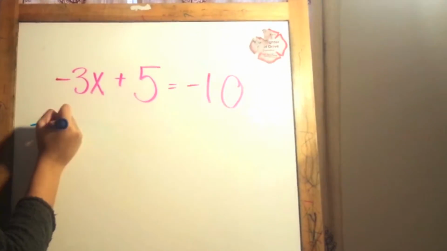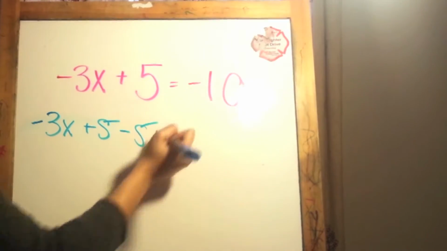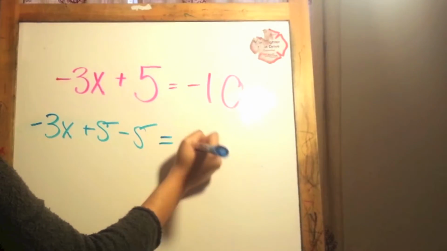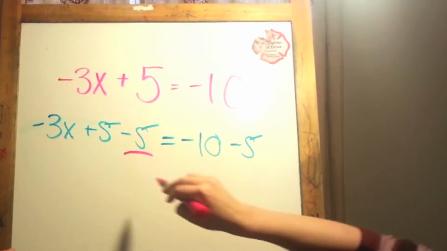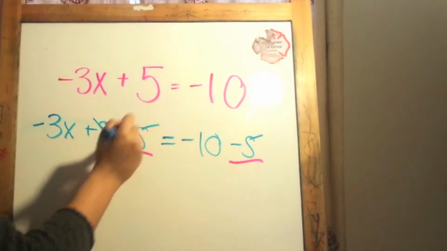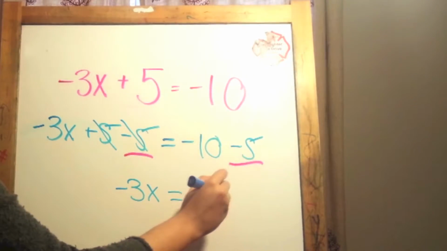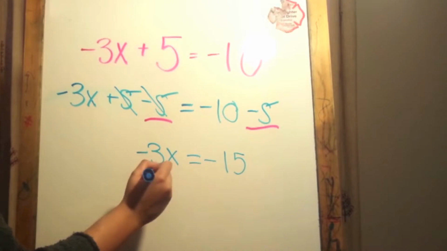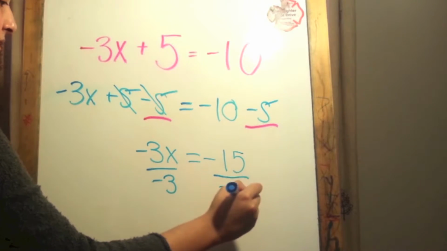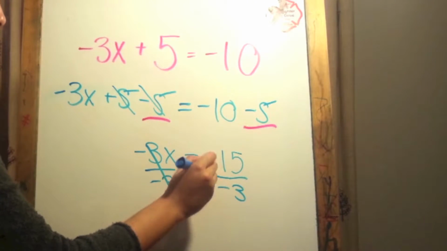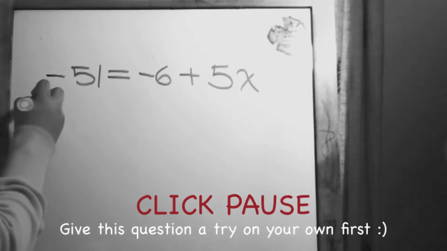Just as we did before, we need to isolate for the variable x. So we'll start off with subtracting 5 from each side because that's the opposite operation. And they cancel out, so we're left with negative 3x equals negative 15. And we still haven't isolated for x, so we need to perform the opposite operation again and divide by negative 3. And we're left with x equals 5 because the negatives cancel out.